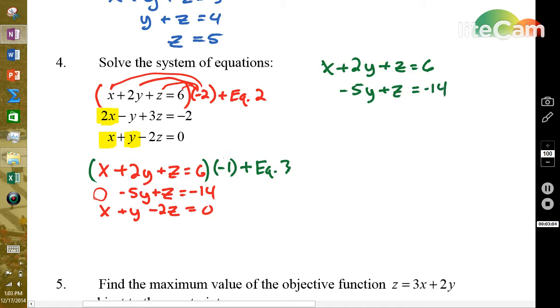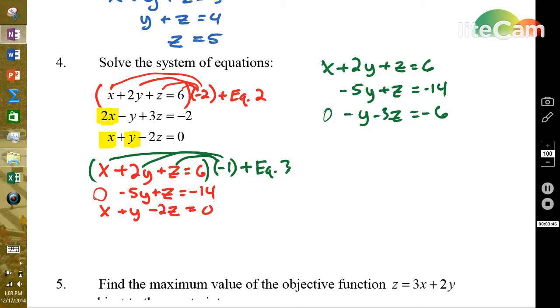And the bottom equation, -1 times x is -x plus x is 0, so that term is now gone. -1 times 2y is -2y, plus y is going to be -y. Then -1 times z is -z, plus -2z is -3z. -1 times 6 is -6, plus 0 is -6. So two of the three terms that we wanted to get rid of are now gone. They turned into 0. And now we have two equations, the second and third, that only have two variables. And we can use them together to create an equation with only one variable.